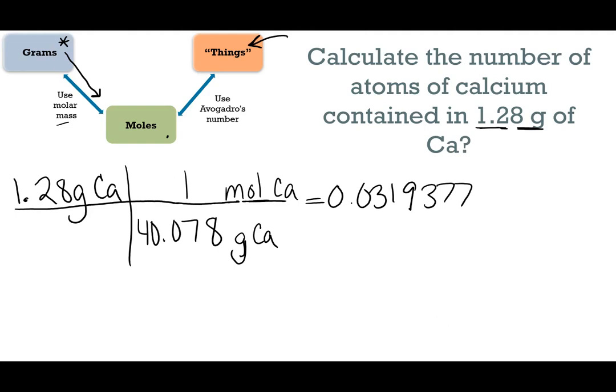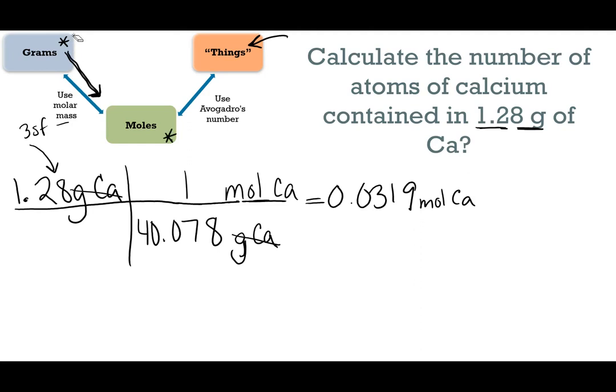But I have to consider sig figs because I'm taking a pause in the problem here. So I see 3 sig figs. So I would only keep the 3, the 1, and the 9. And what's my unit? So grams cancels. I've got moles of calcium. Okay. Well, this problem is not asking about moles. This problem is asking about atoms. So we've made this first transition from grams to moles.